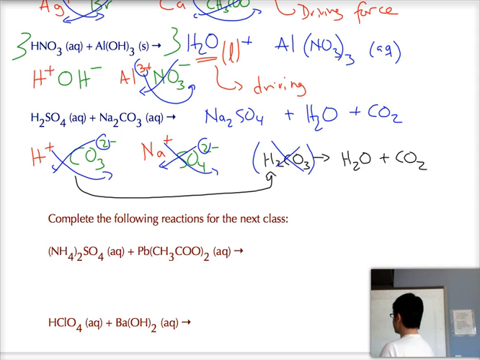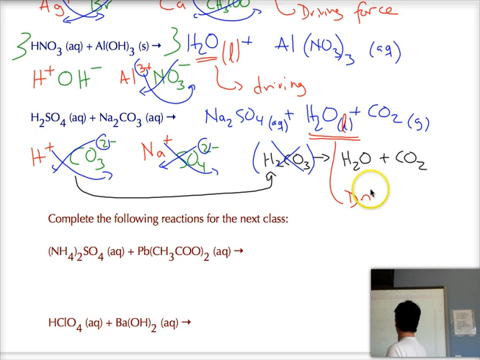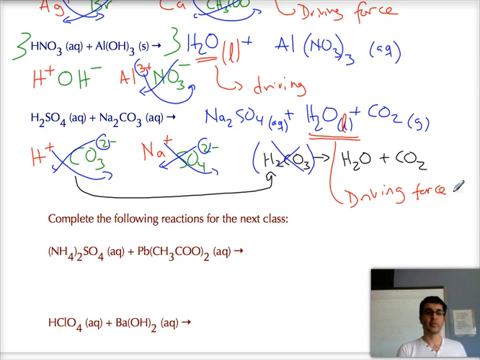And so let's check which things are soluble, which things are insoluble. Well, we know that all salts of sodium are soluble, so that's going to be aq. Water is a liquid, and in fact carbon dioxide is a gas. This is still going to be our driving force, the fact that we made that liquid, and so that is going to be the driving force for the reaction. Is it balanced? In this particular case, it is.